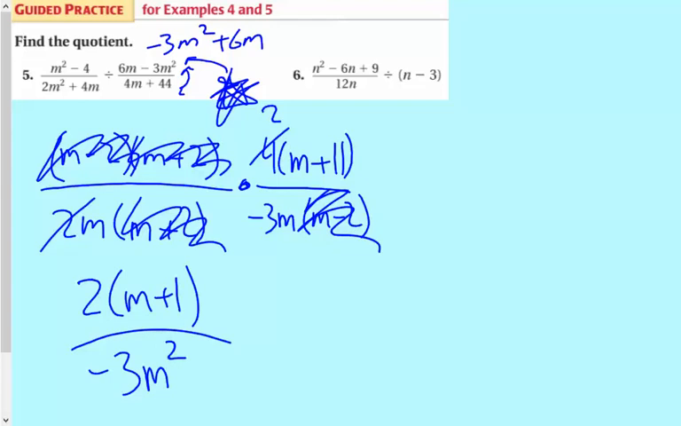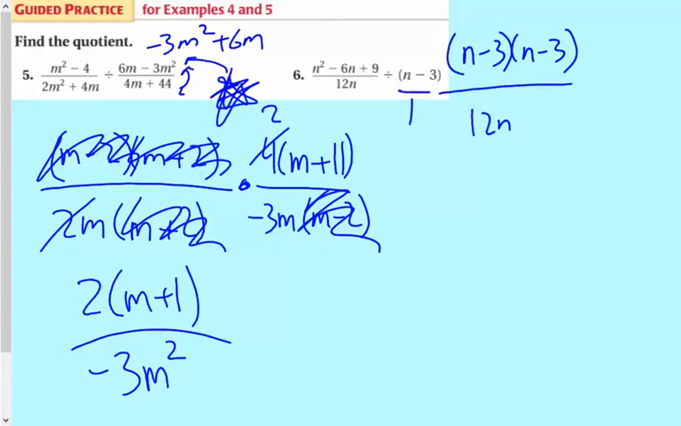And one more. Another nice factoring of trinomial there. n minus 3 times n minus 3 over 12n. And then put that over 1 times 1 over n minus 3. Okay, that's nice. n minus 3 and n minus 3, that's 1. So my final answer is n minus 3 divided by 12n.